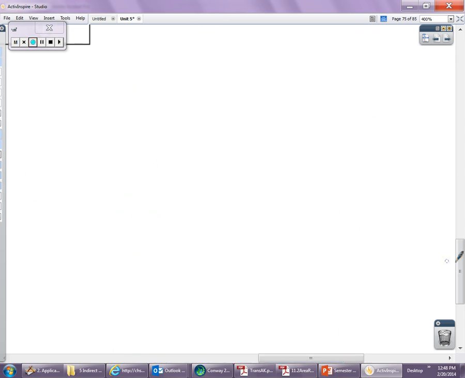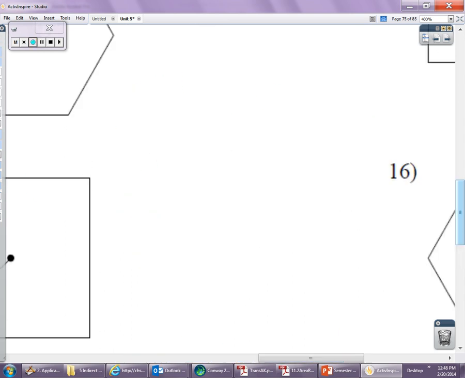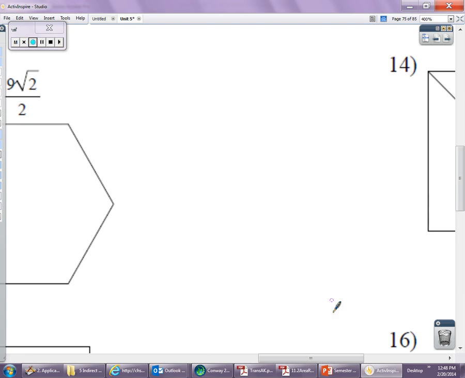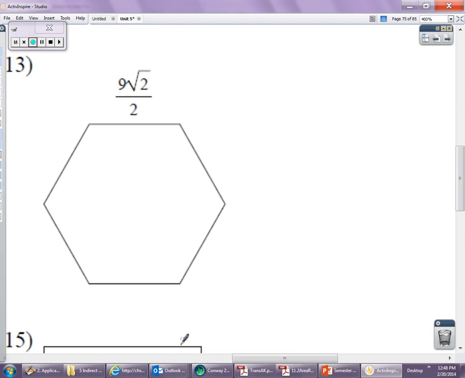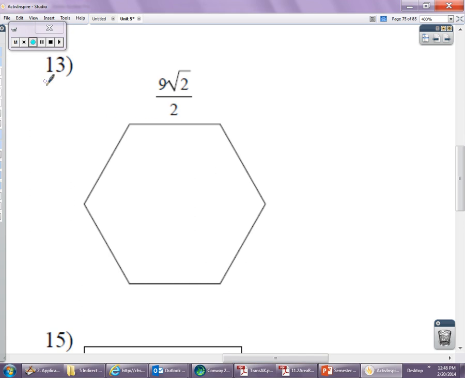Now on the back, I will tell you that number 13 is a little bit of a challenge, only because it has the radical fraction. So try it if you can, but it is a little bit of a challenging question.